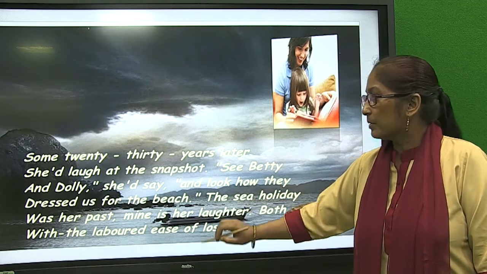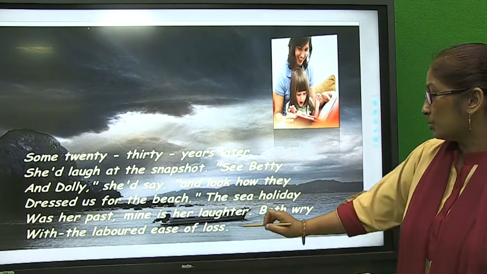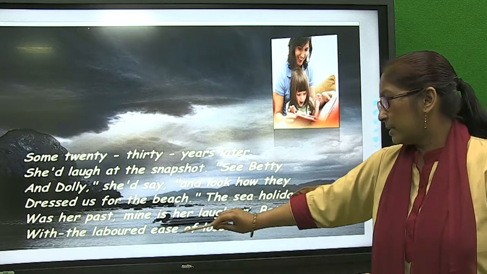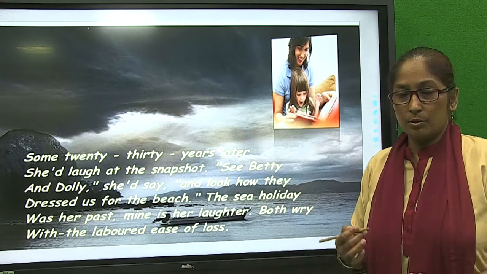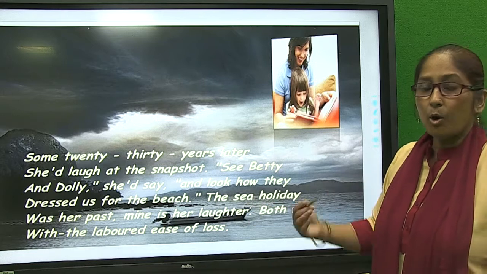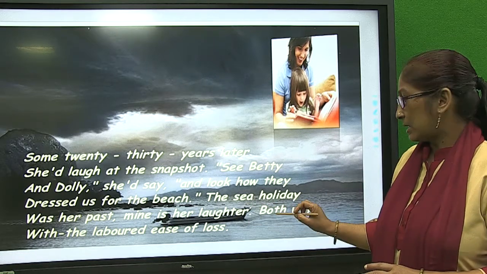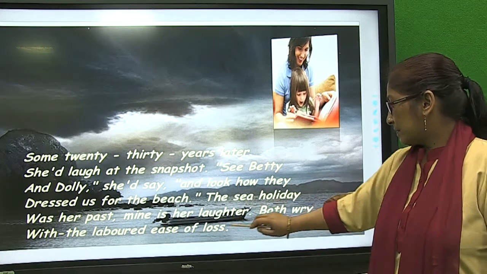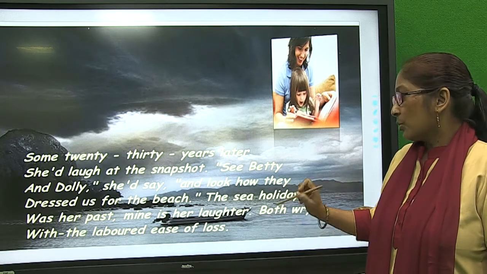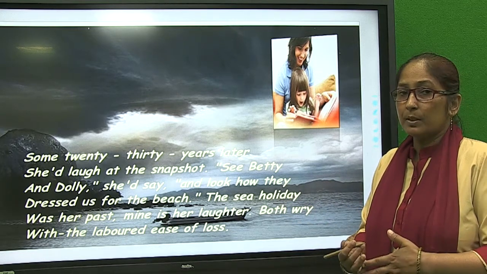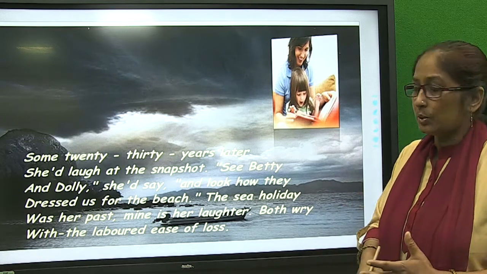Which figure of speech is used in this phrase, "laboured ease"? It means oxymoron. Both words, "laboured" and "ease", are opposite words. That's why the oxymoron figure of speech is used there. So both are sad about their own loss.